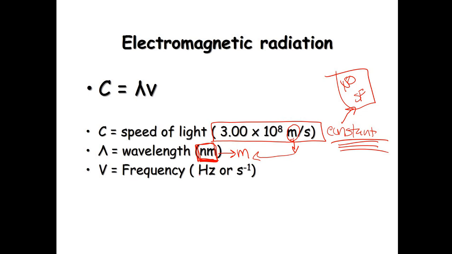Frequency is going to be V, and that's going to be hertz, so Hz, or s to the negative 1, which is the same thing as 1 over s. It's just another way of writing it, so these mean the same exact thing. If you see hertz, you can just cross it out and put 1 over s, because we want seconds to be our denominator because of our constant. So this is our first equation, C equals lambda V.